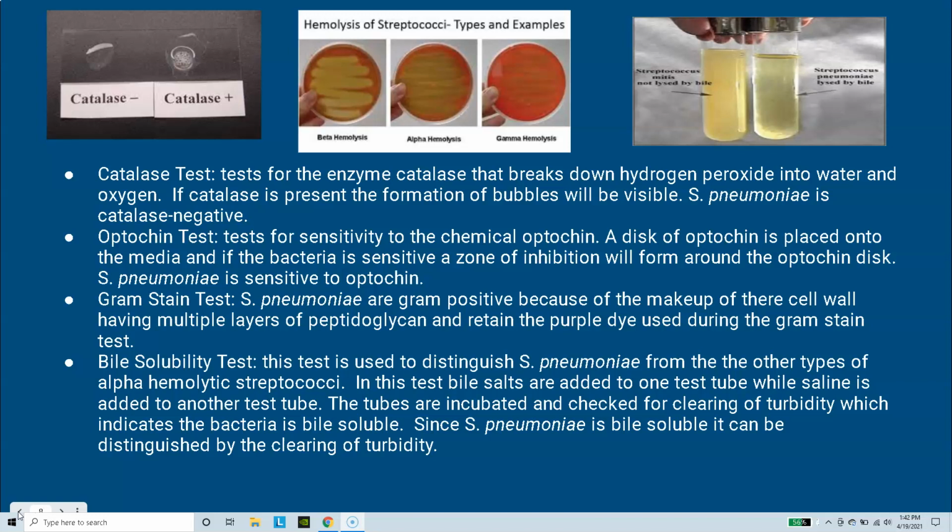In the gram stain test, the Streptococcus pneumoniae are gram-positive because of the makeup of their cell wall, having multiple layers of peptidoglycan and retaining the purple dye used during the gram stain test.